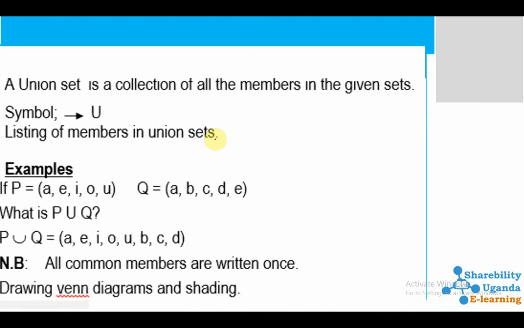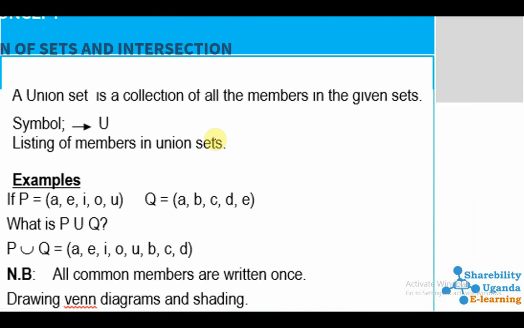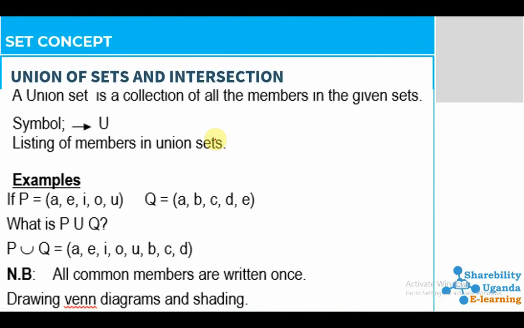Come ahead and look at another example. Here we are going to look at a union of sets and the intersection of these sets. Here we are going to define it. When they talk about a union of sets, what comes to your mind? Union of sets. What comes to your mind?